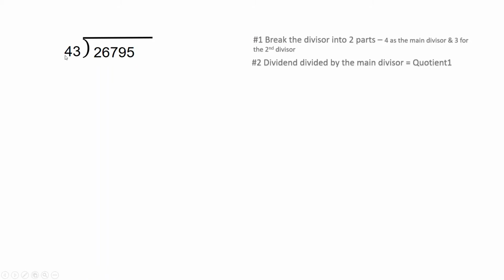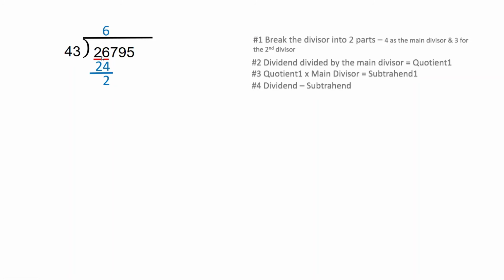So, yung 26 divided by 4 is equals to 6. So, yung next step natin is quotient multiply to main divisor. So, 6 times the main divisor na 4 is equals to 24. So, next step is we subtract 24 sa 26. So, 26 minus 24 is equals to 2.